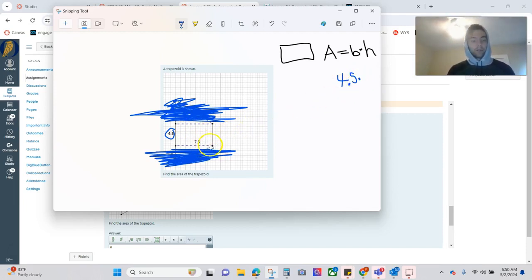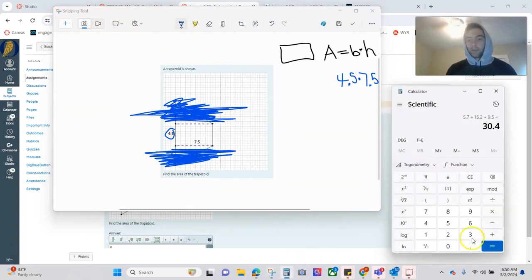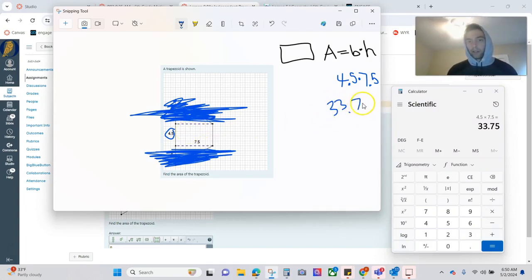So my height would be the other number. Sideways rectangle. Tilt my head sideways, the height is 7.5. Doesn't really matter for this right now what number goes where, right? With multiplying. So let's multiply these two numbers together. 33.75 is our area. 33.75. Let's write that down.